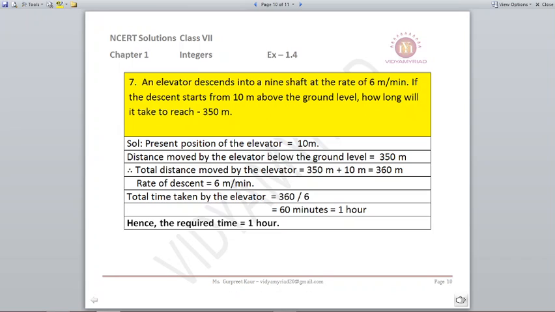And how much time will it take? It moves at 6 meters per minute. The total is 360 meters. So I will divide 360 by 6 to calculate the time taken. It comes to 60 minutes. But I know that 60 minutes is equal to 1 hour. So I can write the required time taken will be 1 hour in order to reach minus 350 meters, or 350 meters below the ground level.